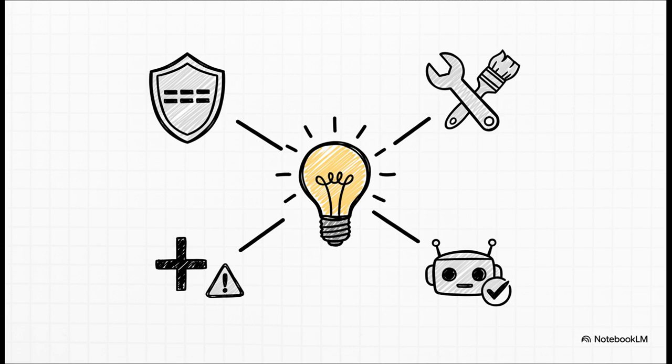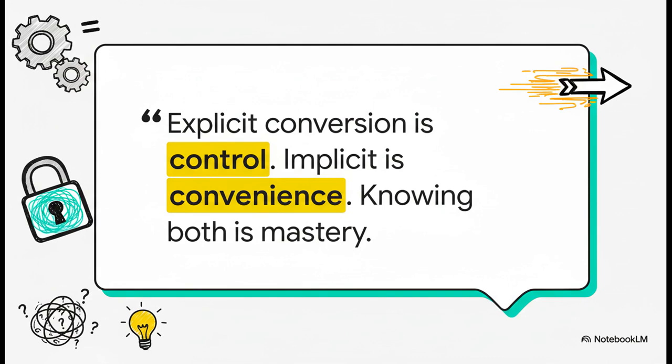Third, be really careful with that plus operator when you're mixing types. Always know if you're adding or concatenating. And finally, don't think of coercion as a bad thing. It's not. It's a powerful feature of JavaScript, and once you know the rules, you can really make it work for you. And that really brings us to the core idea here. Explicit conversion, that gives you control and safety. Implicit conversion, that gives you speed and convenience. But knowing how and when to use both, that is what gives you mastery.